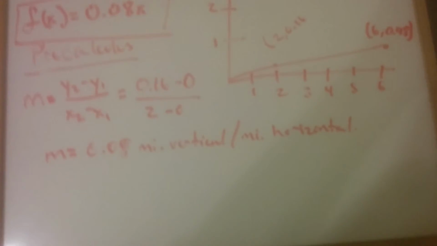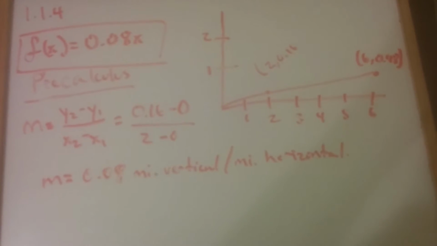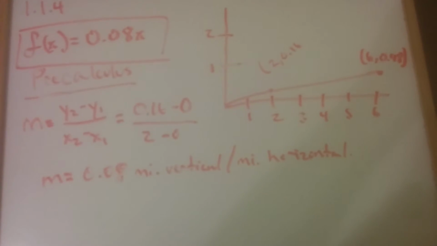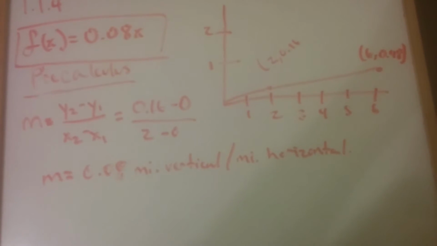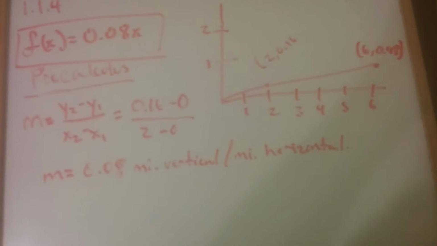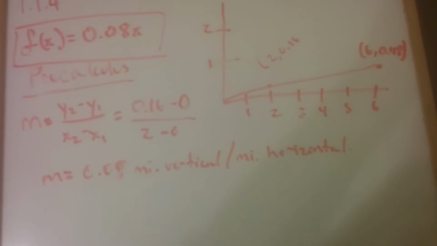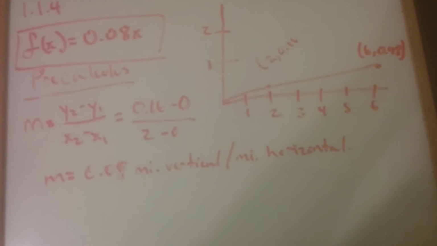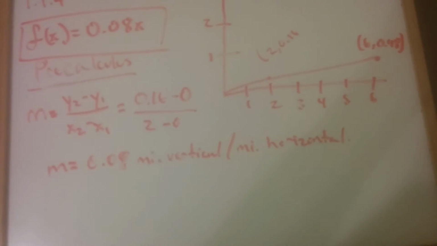So even though we already know that given the y equals mx plus b form, 0.08 should be our slope, in order to confirm, I took the rise over run formula, the change in y over change in x, and I used the values at 0, 0, and 2, 0.16, and I evaluated and confirmed the slope to be 0.08.